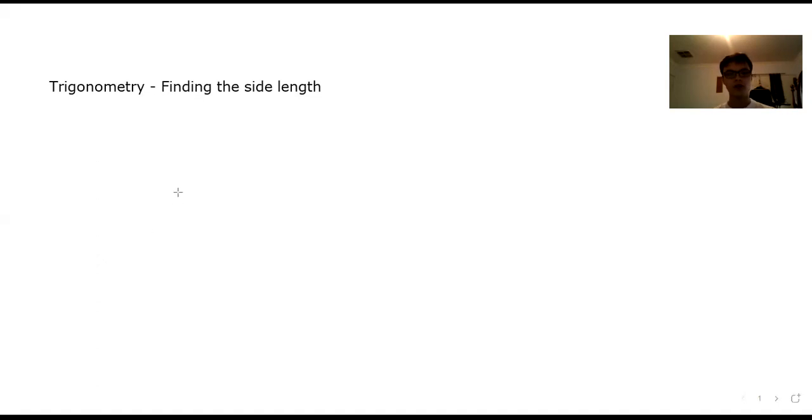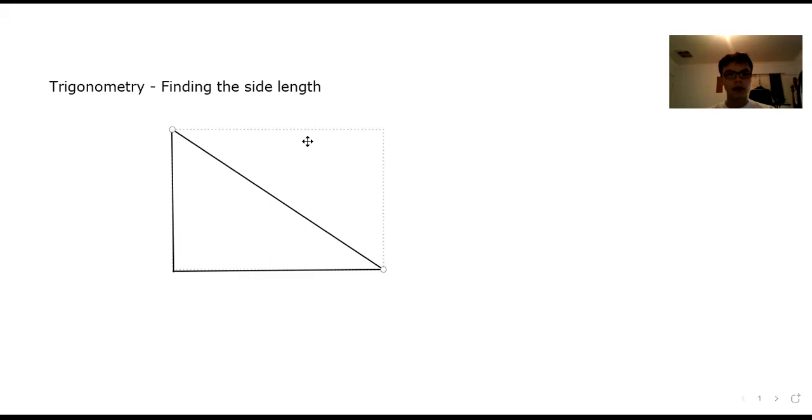So before we get into things, let's start off by drawing a right angle triangle. We draw the sides of the triangle, our hypotenuse, and let's draw our angle, which we're going to call theta.